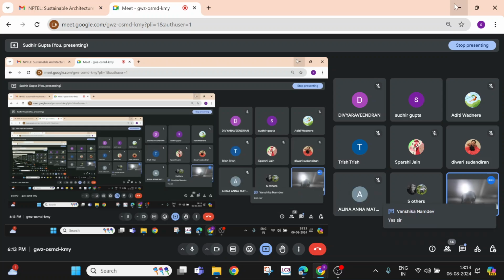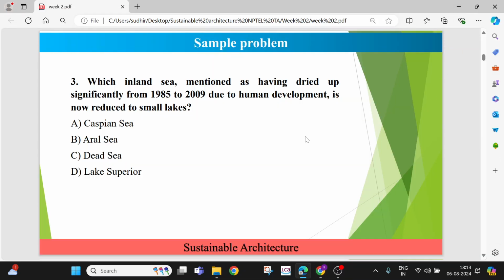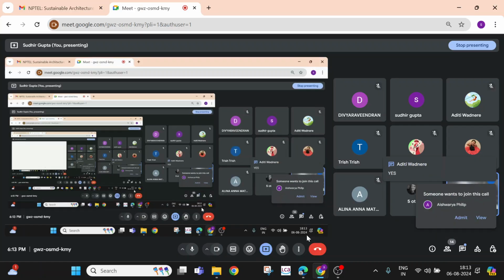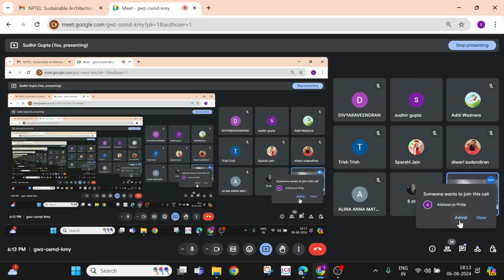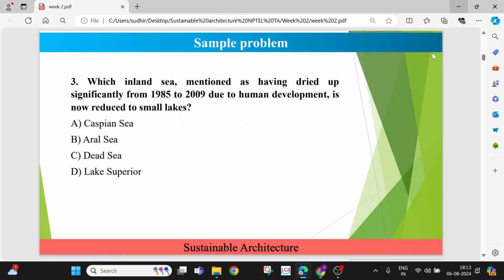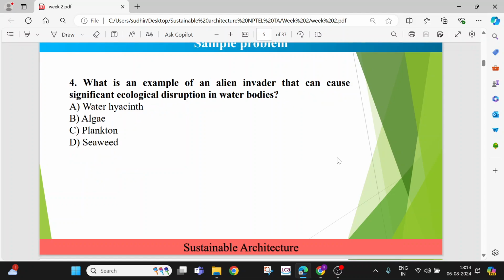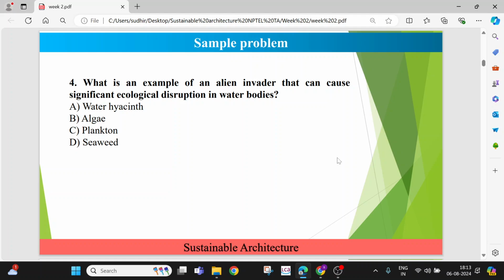Okay, then can we move to the fourth question? The third question is clear to all of you. Okay, so the fourth, someone else wants to join. Yes, sorry. Okay, so the fourth question is this one. Which is an example of an alien invader that can cause significant ecological disruption in water bodies?